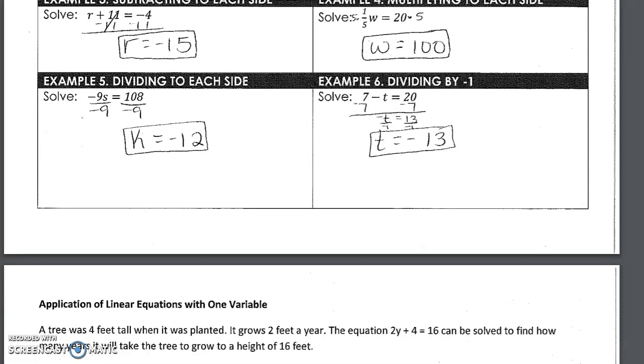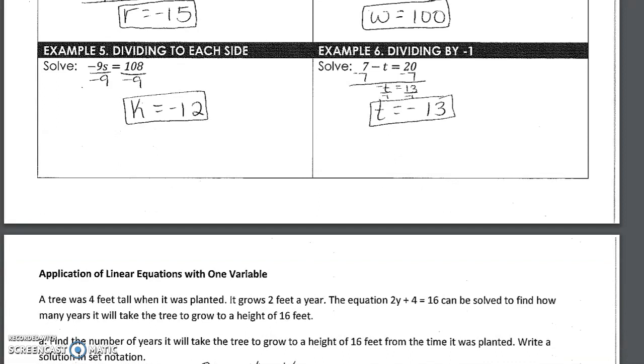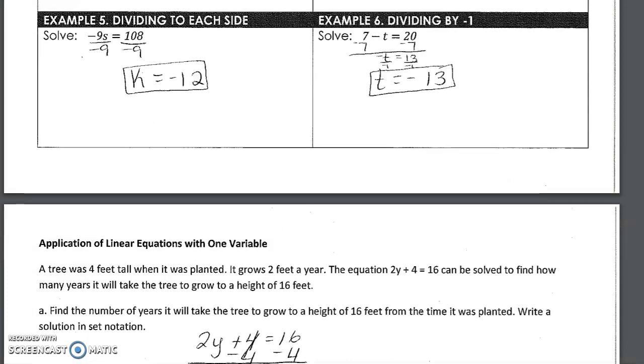Your favorite story problems, I know you guys love them, so here they are. A tree was 4 feet tall when it was planted. It grows 2 feet a year. The equation 2y plus 4 equals 16 can be solved to find how many years it will take for the tree to grow to a height of 16. Find the number of years it will take. So all you have to do is solve that equation. They already did all the hard work.